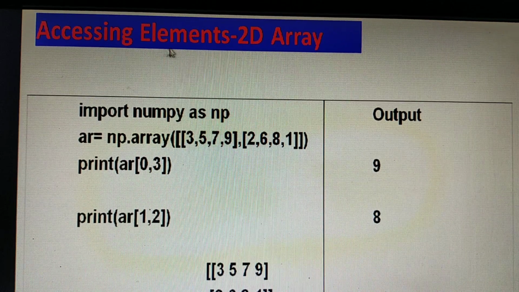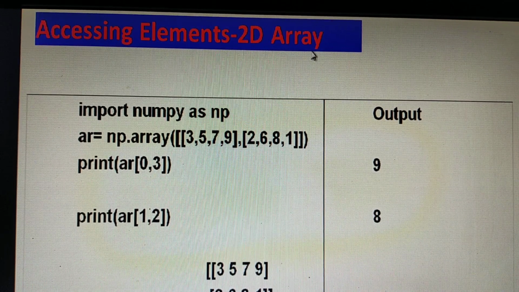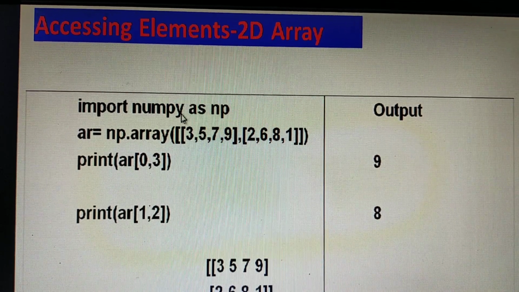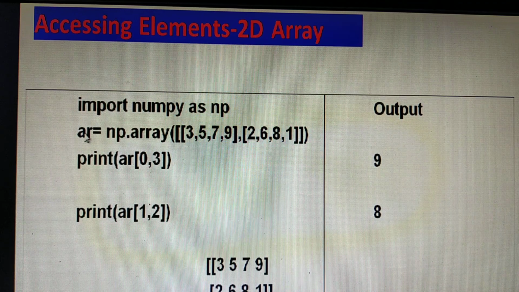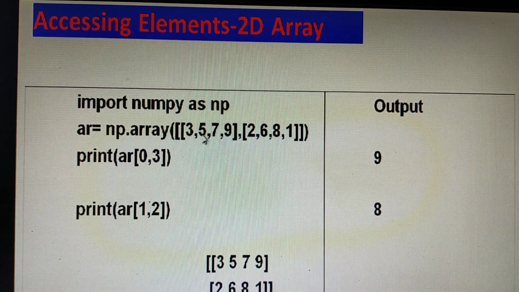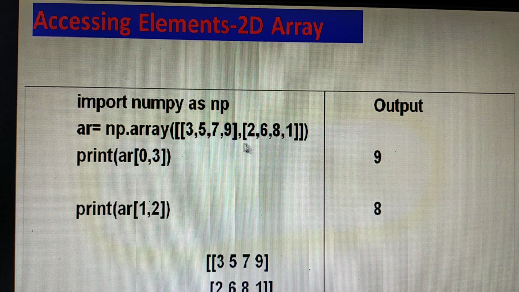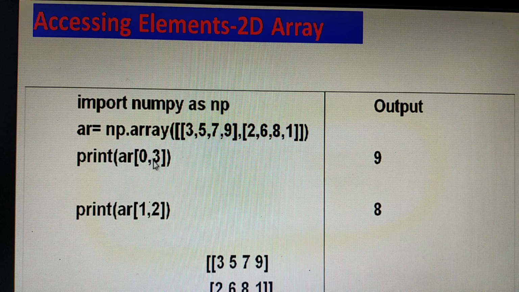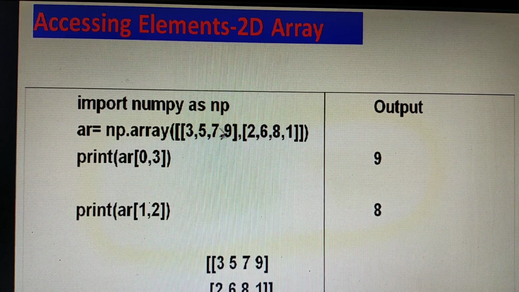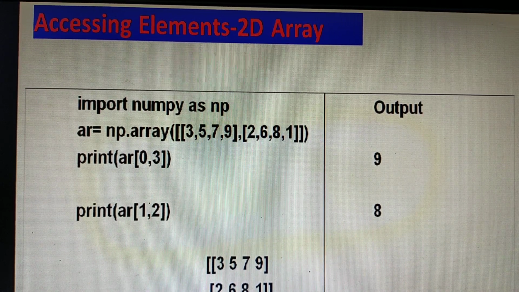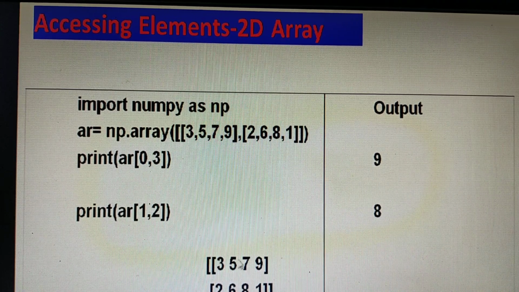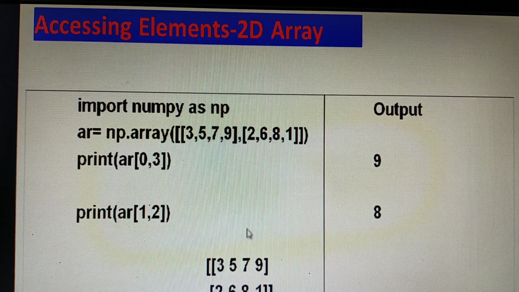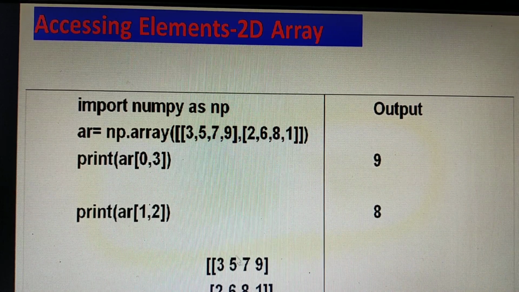Next is accessing elements from the 2D array. So we have to do the same thing again, importing NumPy as np or any other name. Here it is the 2D array. So a 2D array can be accessed using the row number and column number. The first row is treated as 0, second row is treated as 1, and the columns are 0, 1, 2, 3, like this. So this is the way the 2D array is indexed.